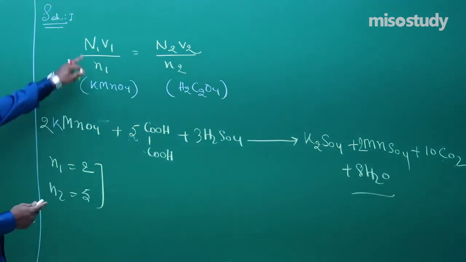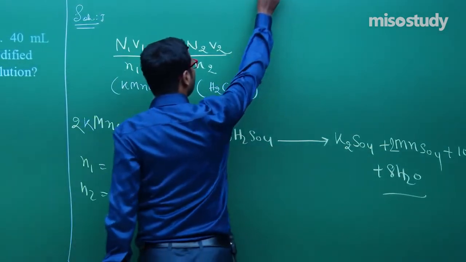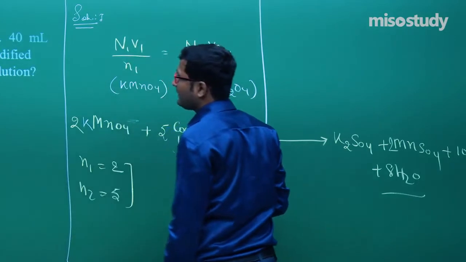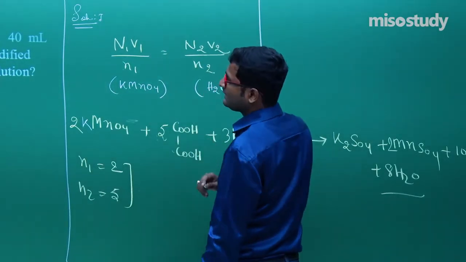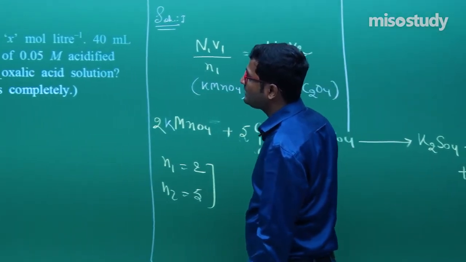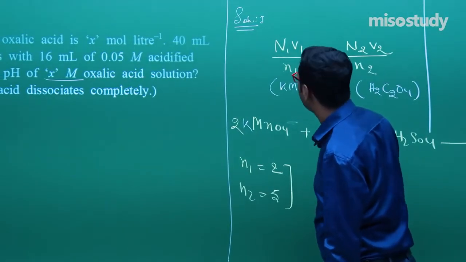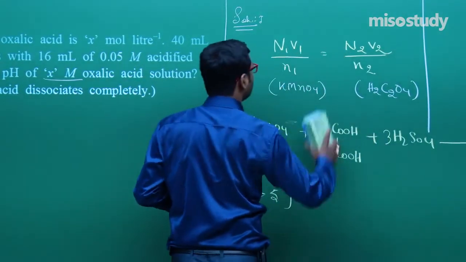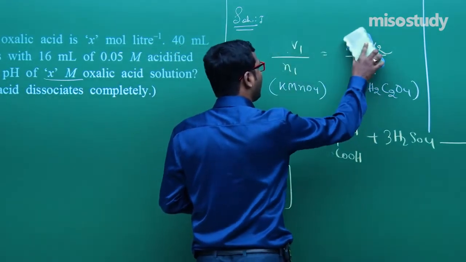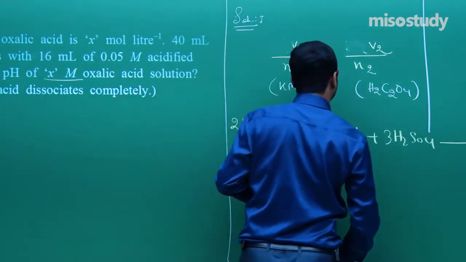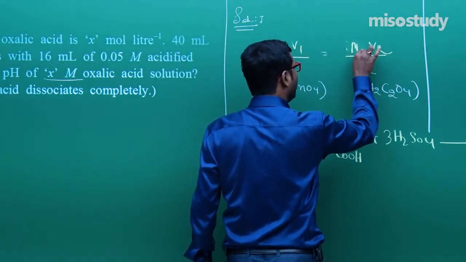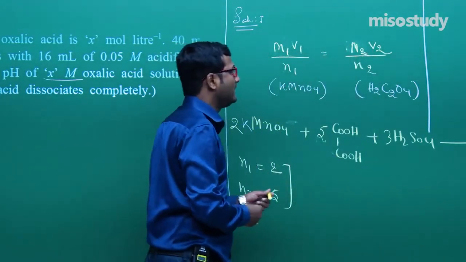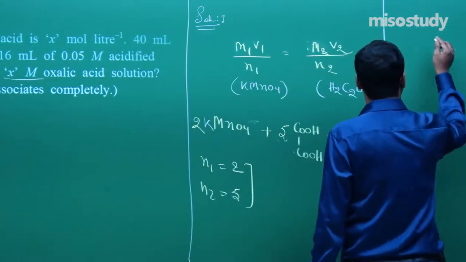Now put this value here and what will happen? Check it out. Here 0.05 molar is given, so it is not an issue. We can put here also M1 V1 upon n1 equal to M2 V2 upon n2. Clear? Now M1 is given here.